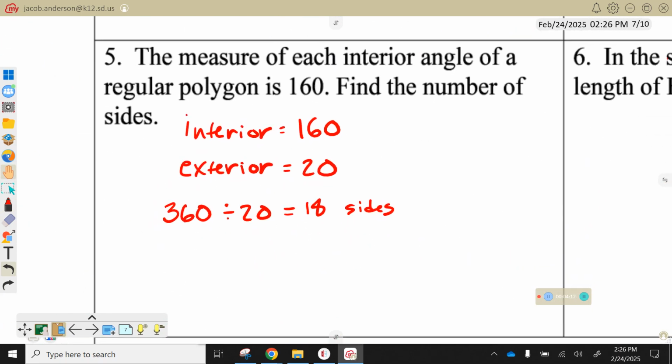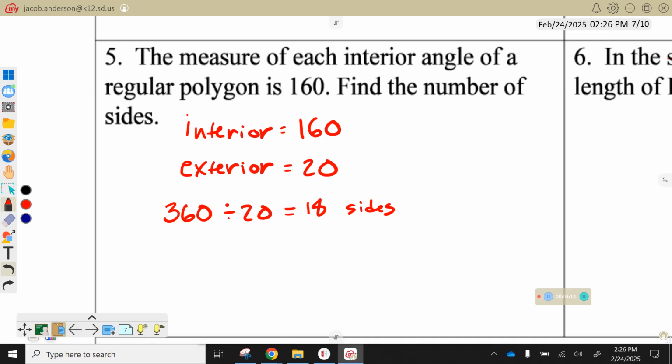All right. This question is typically our most missed question. I said that when I taught it the first time. It says the measure of each interior angle of a regular polygon is 160. Find the number of sides. Remember, I said you kind of got to think outside the box on this one, and I meant that literally. If your interior angles are all 160 degrees, that means your exterior angles would be 20 degrees because they should add up to equal 180.